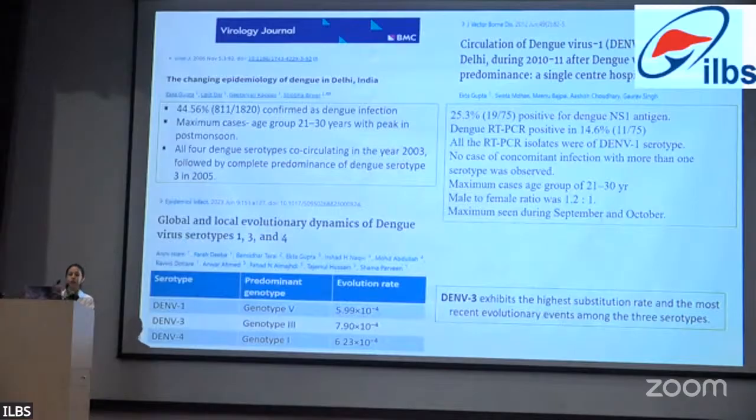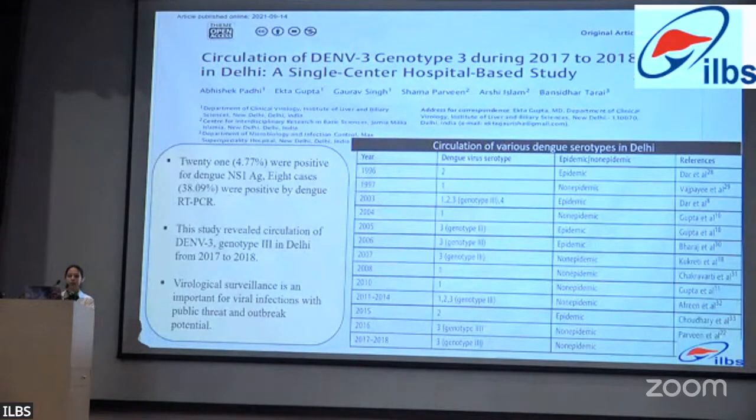These are studies showing the changing epidemiology of dengue in Delhi, in which all 4 dengue serotypes were co-circulating in the years 2003 to 2005. After that, there was dengue serotype 1 in Delhi during 2010 and 2011, and dengue 3 exhibited the highest substitution rate and was the most recently evolved among all the 3 serotypes. There was circulation of dengue 3, genotype 3, during 2017 to 2018 in Delhi.